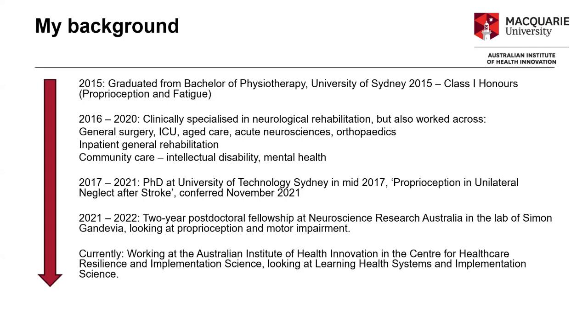After that PhD, I took a postdoctoral fellowship at Neuroscience Research Australia in the lab of Simon Gandevia, looking at proprioception and motor impairment. This was a far more lab-based postdoc, which I really enjoyed. It gave me a really good grounding in bench research. But I found that I really wanted to get back to my clinical roots. So I've started a postdoc here at AIHI. I'm currently looking at learning health systems, but I have a broader focus on implementation science in my research.